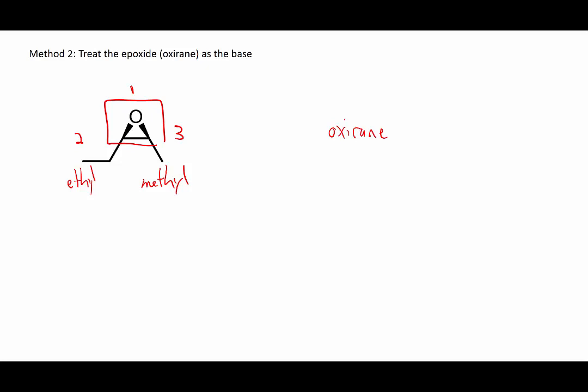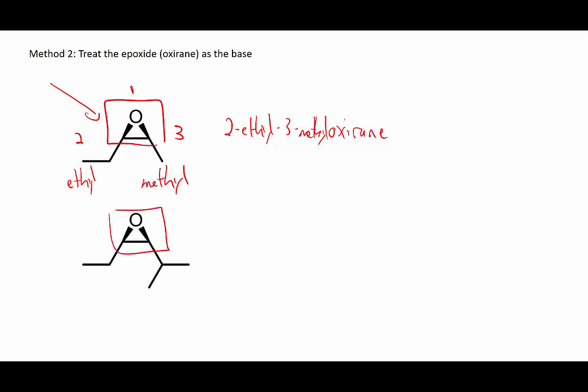So the name of this compound will be 2-ethyl, 3-methyl, oxirane. And of course we will also need to include the stereochemistry here, as we did before. If we use this other example, again our oxirane is the base. The oxygen is number 1.